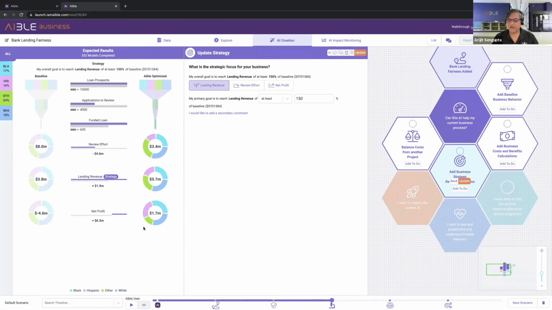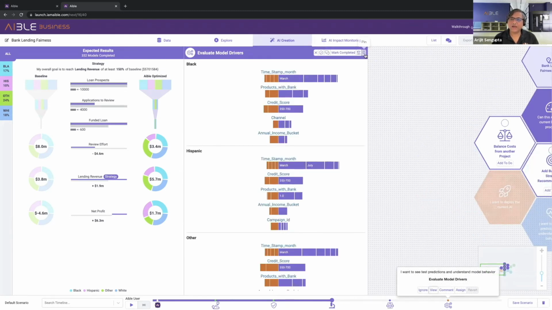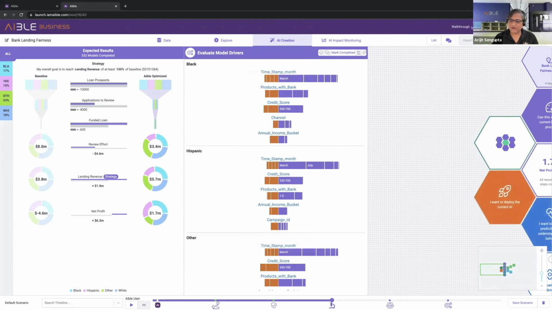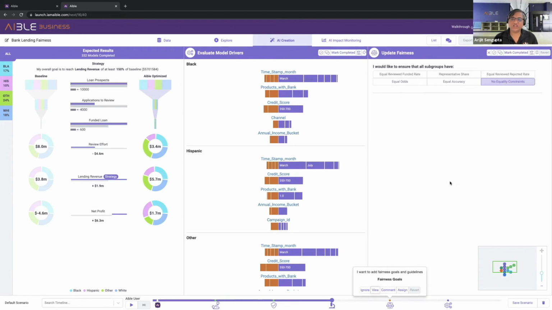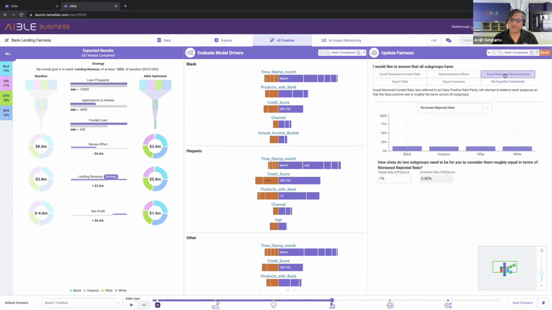What is happening here is that actually different AI is being looked at. I'm just going to pin the drivers of the AI here, but different AI is being looked at as we change the strategy that we have, and we are able to adjust to the right AI. Now, remember we were looking at ethnicity and we were concerned that ethnicity seemed to matter. And right now we are doing this without any equality constraints. But with Aible, I can go in and say, no, I really want to make sure that my loan rejection rate is the same for different ethnicities.